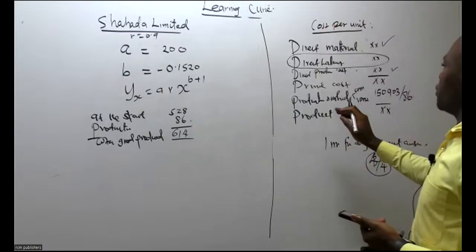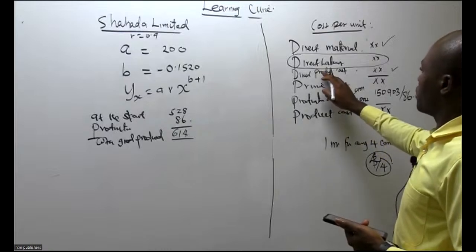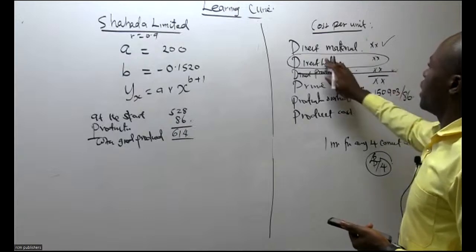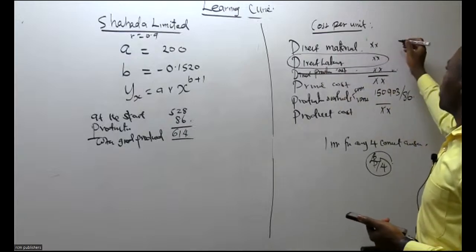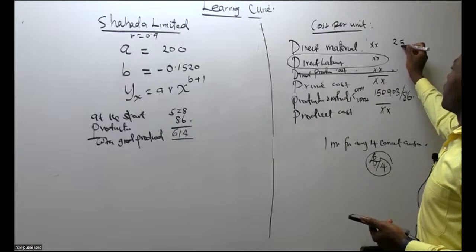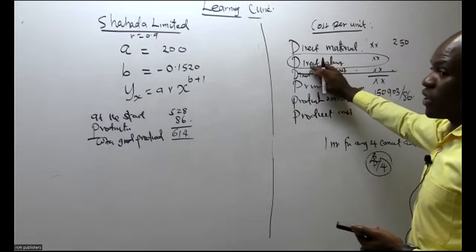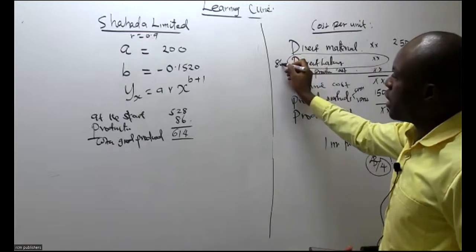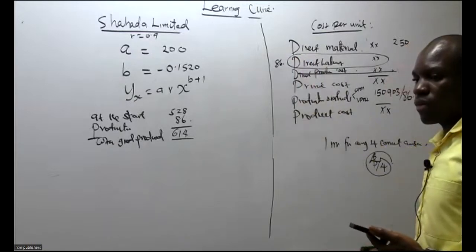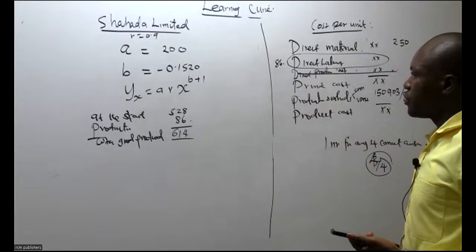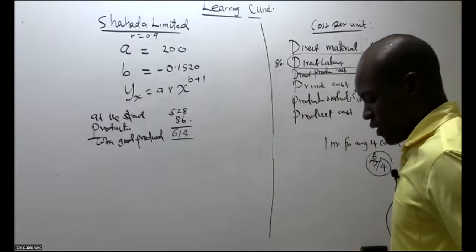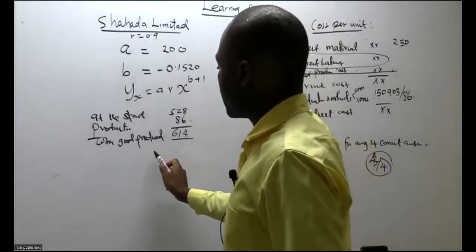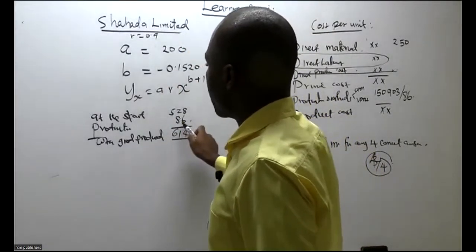When I come to direct material, it is not there in our question, so you're not going to deal with it. Direct labor is what we need. Units produced in that particular period, 86. So what do we need to do? We need to apply the learning effect to get the time taken to produce the 86 units.